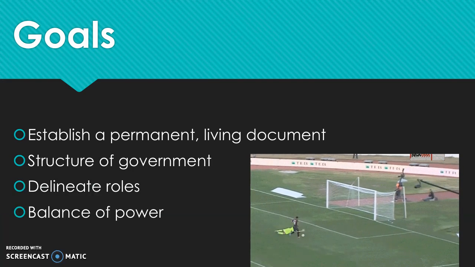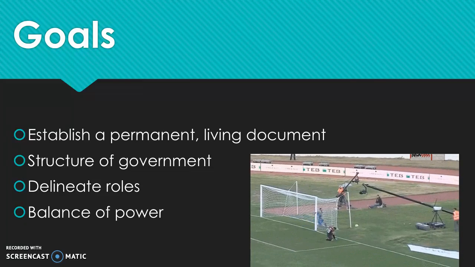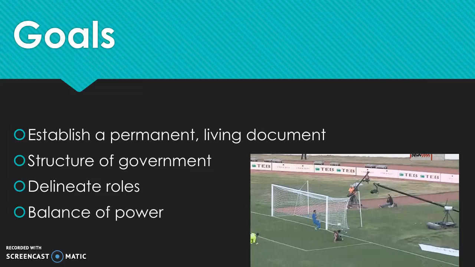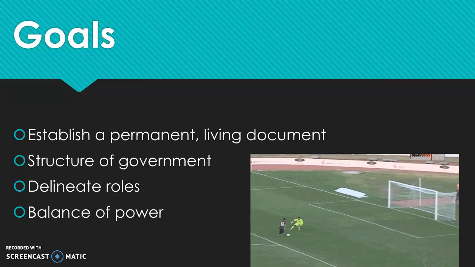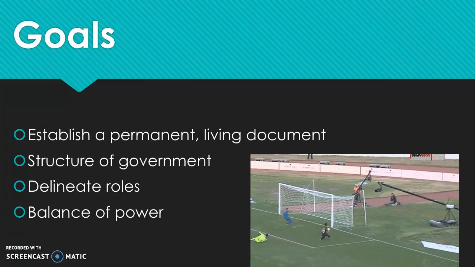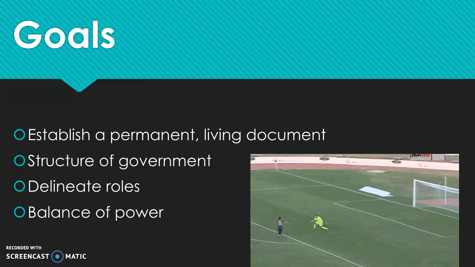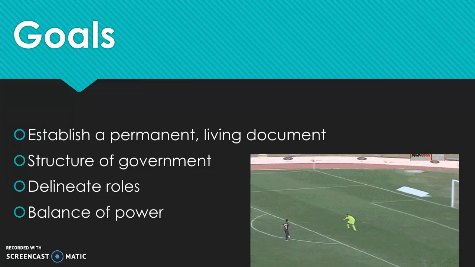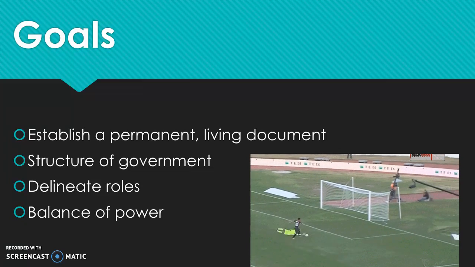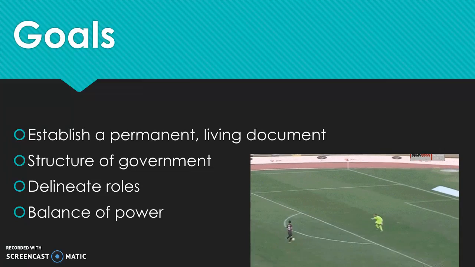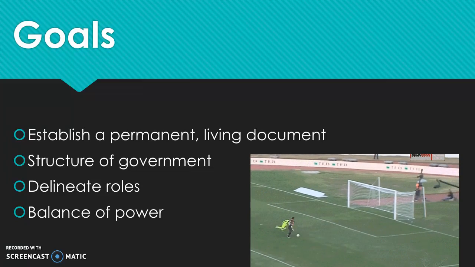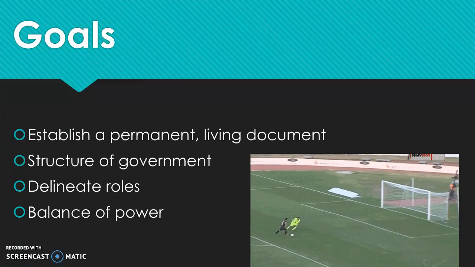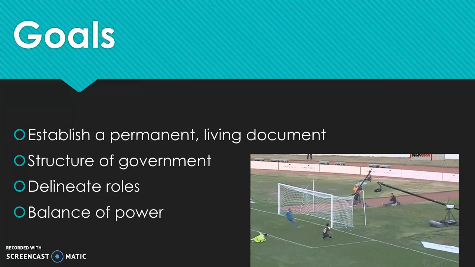Now, the goals when writing the Articles of Confederation are to establish a permanent living document. Living meaning it can be changed, it can be added to. There needs to be a structure of government. In our case, we know that we now have the bicameral legislature and 3 branches of government. This is a structural decision that had to be made, and it took some time to figure it out. Roles need to be delineated, positions of authority need to be created, and power needs to be balanced.